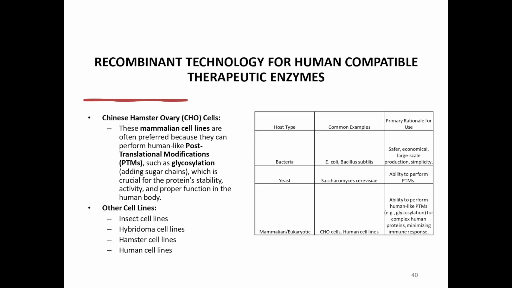Different host types offer distinct advantages. Bacteria, like E. coli, are used for economical, large-scale production due to their simplicity. Yeast, like Saccharomyces cerevisiae, offers the ability to perform post-translational modifications. Mammalian eukaryotic cells, like CHO cells, are crucial for performing human-like modifications to minimize the immune response.